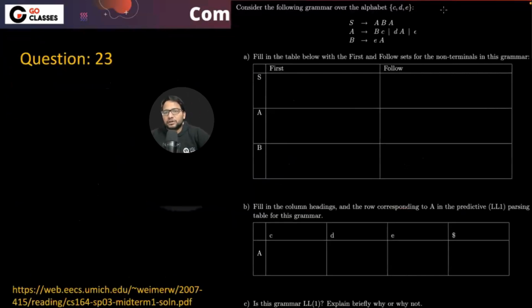Now let's just see this question. What they are saying: consider the following grammar over the alphabet CDE. Now they are saying to fill this table for first and follow. Can you tell me quickly what are the nullable symbols here? Let me just write this grammar a little more clearly.